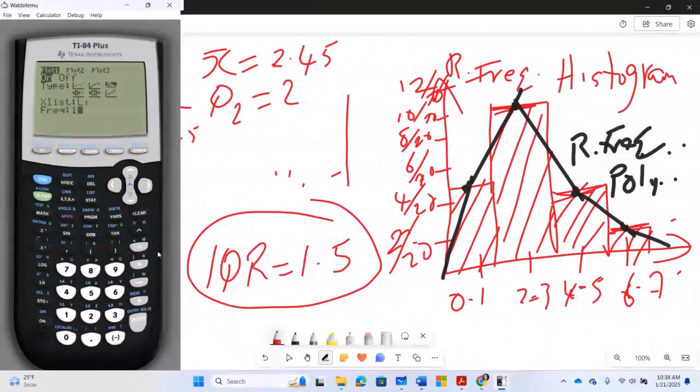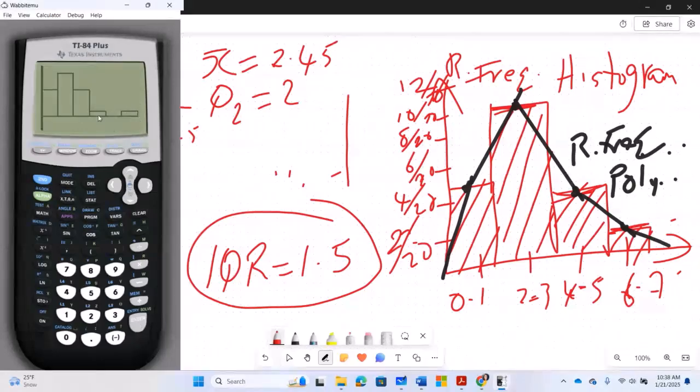So let me sketch the histogram. How do I do this? I want you to know that whenever you are sketching a statistical plot, you do zoom 9. Why do we do zoom 9? If I do zoom 9, it means that I'm drawing a statistical plot. Zoom 9 means zoom statistic. So I select that, and this is what I have.